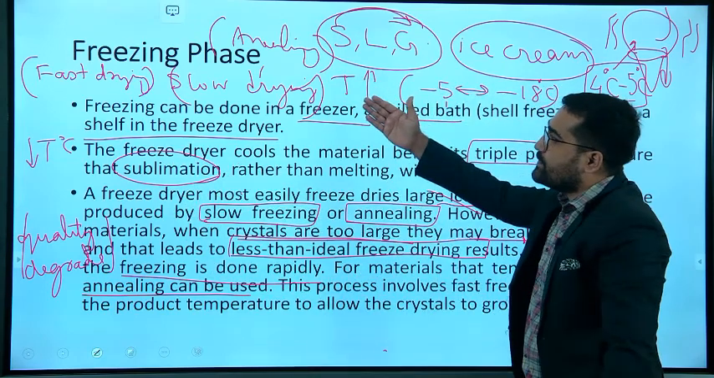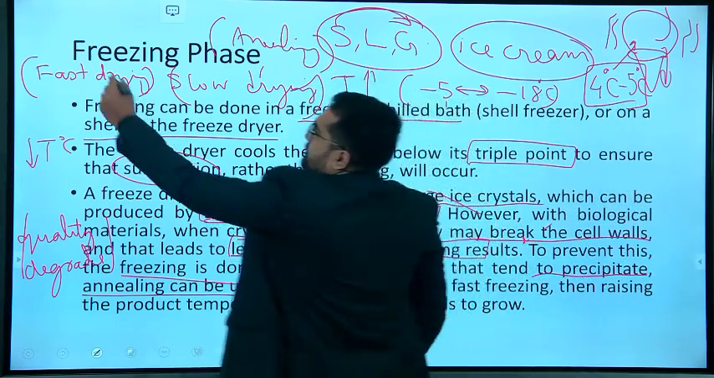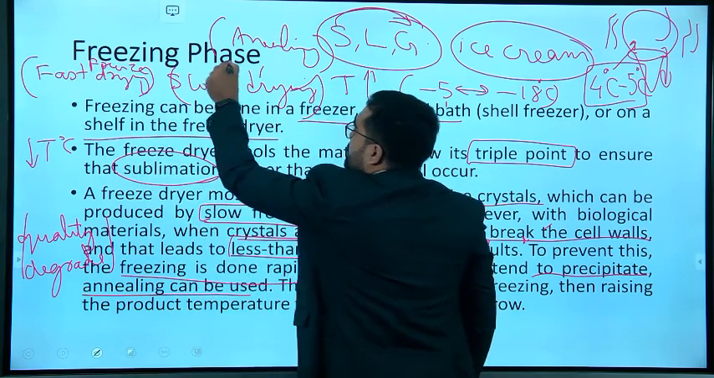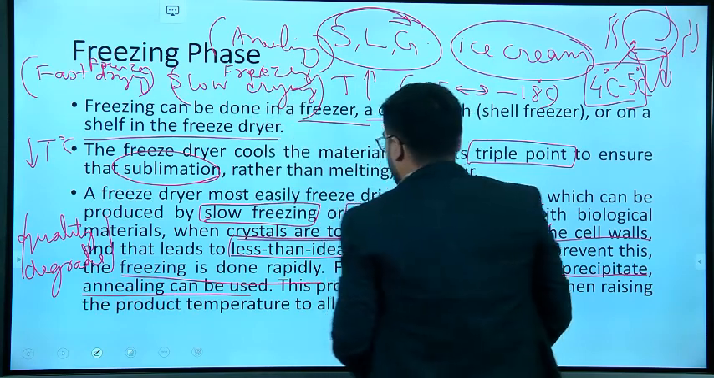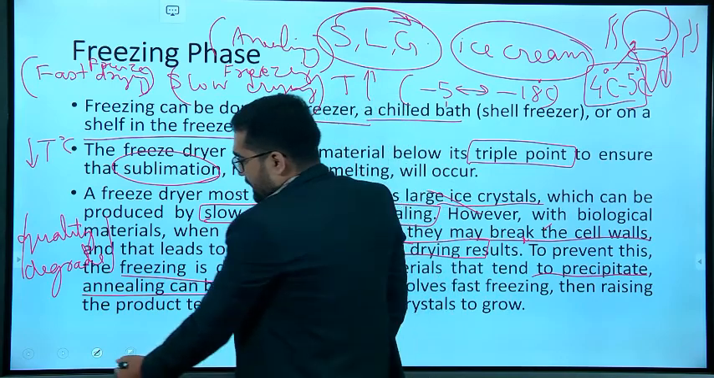Okay, there are two types of freezing phase: fast freezing and slow freezing phase. Okay. Going to the next slide.